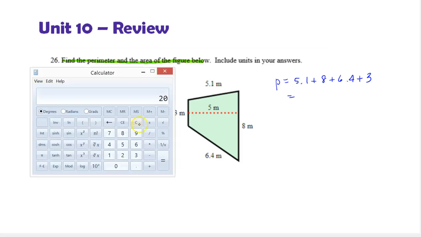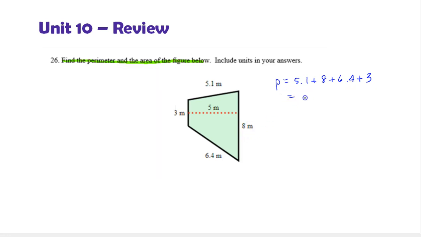Okay, so using the calculator, that's 5.1 plus 8 plus 6.4 plus 3. And we have 22.5 meters. Okay. Again, linear distance around this uses one-dimensional measure of meters. Now let's find the area.